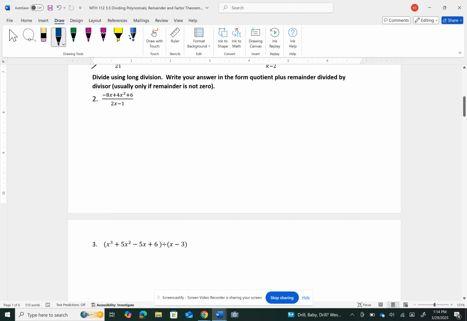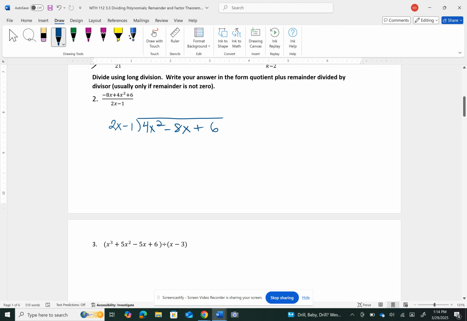All right, so one of the things that can happen is when you're trying to set it up, you have to watch for whether you need any placeholders. You also have to be careful about writing things in the correct order. The terms should be in descending order by degree. So the first term should really be 4x squared, and it has a positive in front. Then the 8x is negative, so minus 8x, and then plus 6. So you've got to rearrange those terms.